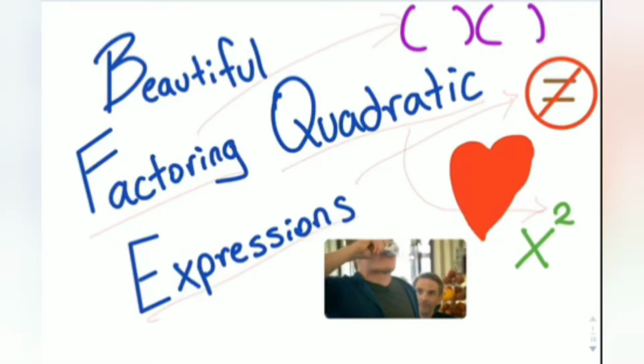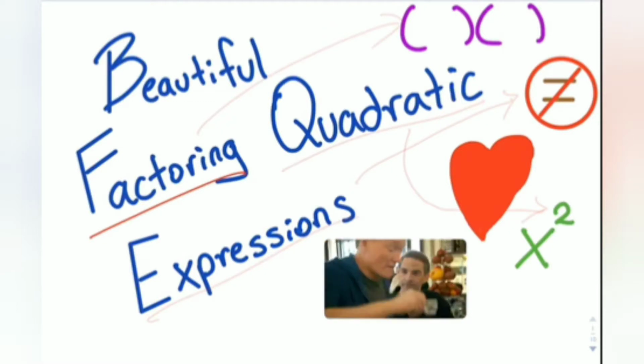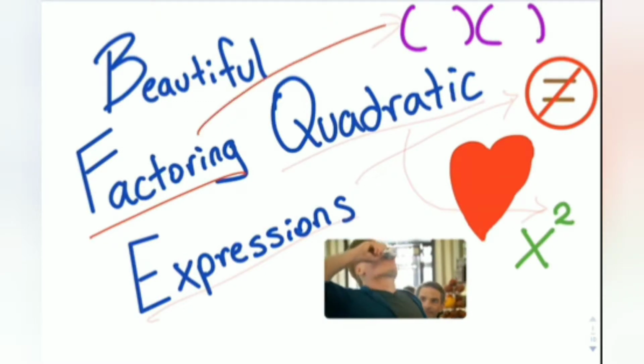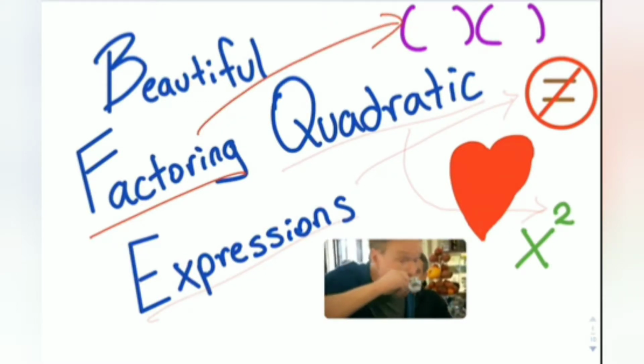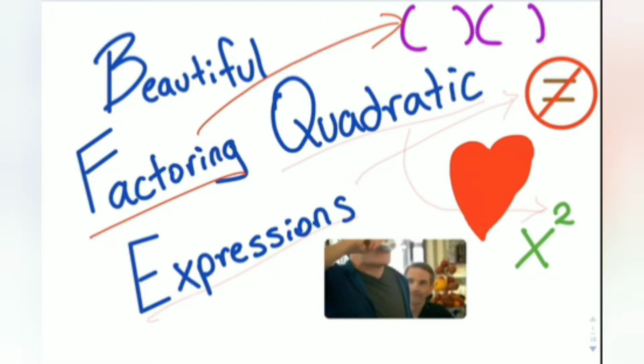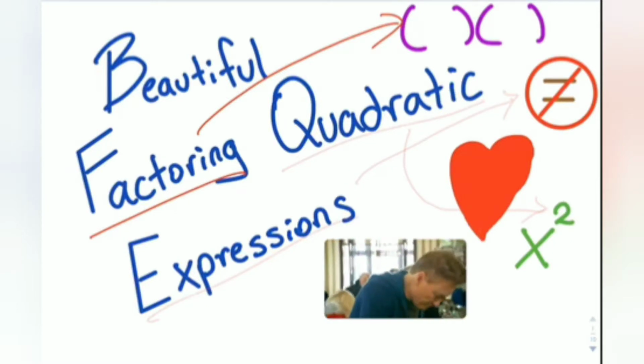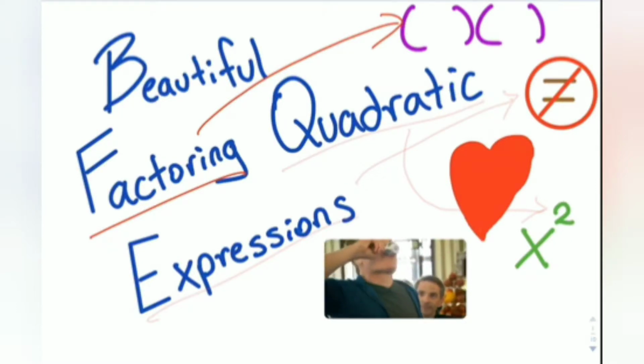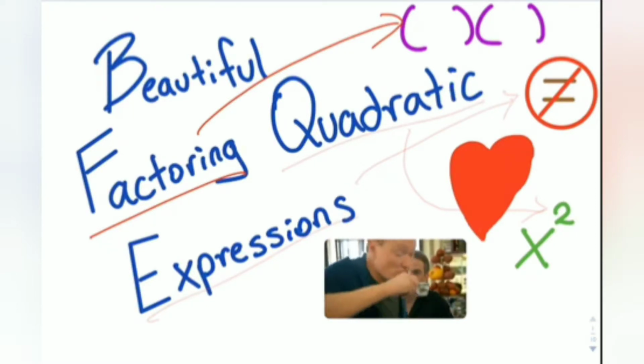Today we're going to talk about factoring quadratic expressions. Let's go word by word. Factoring. Just think of two parentheses multiplying each other. When two parentheses are next to each other, that means they're multiplying. Factoring is just two parentheses multiplying each other.